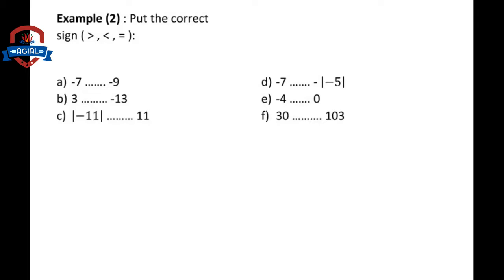Example number 2, put the correct sign: more than, less than, equal. Letter A, negative 7 is what? Negative 9. Negative 7 is more than negative 9 because negative 7 is located to the right of the number negative 9 on the number line.